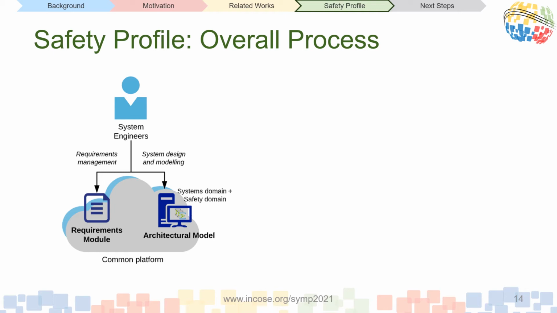And ideally, the architectural model and the requirements modules will also need to be hosted on a common platform so that the requirements can be directly linked to the relevant model element, which makes it easier to manage and trace compliance and for modifications made in either tool to be automatically reflected.